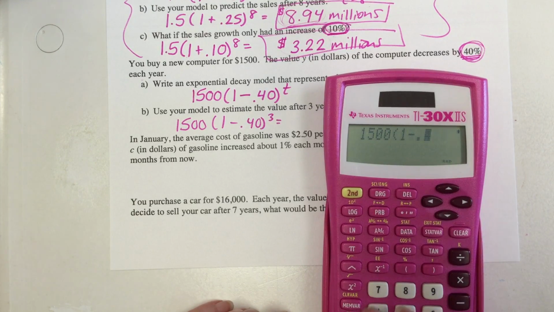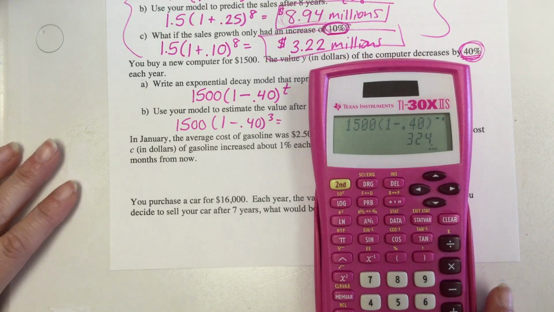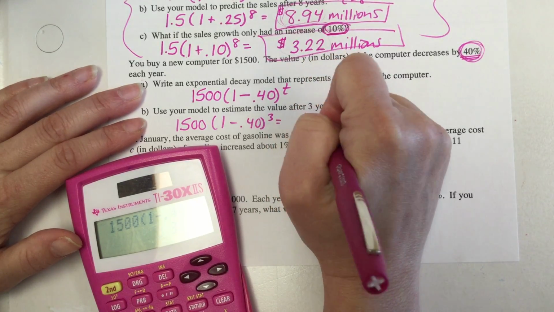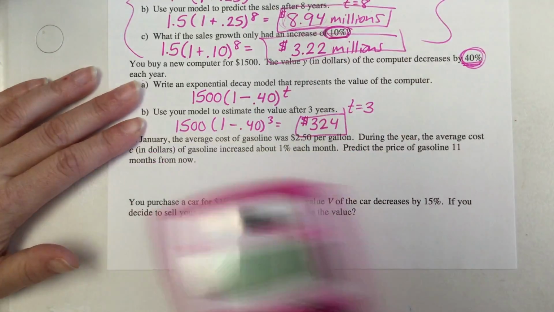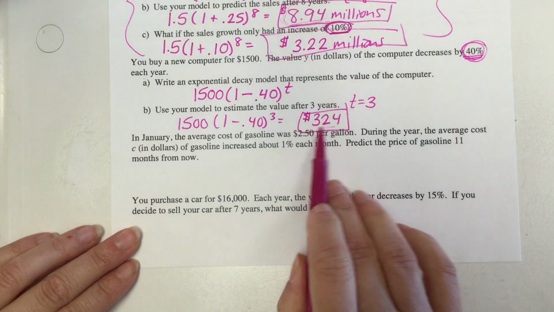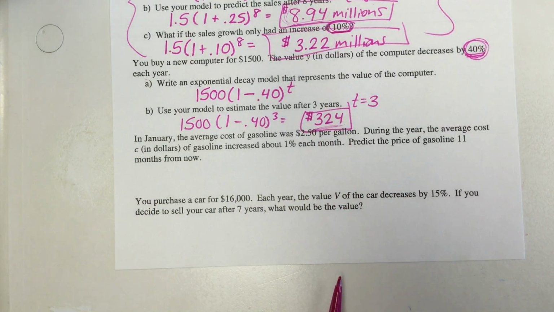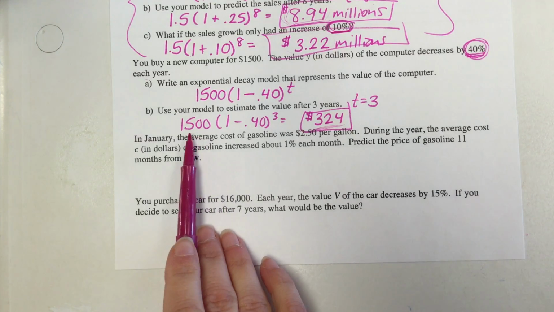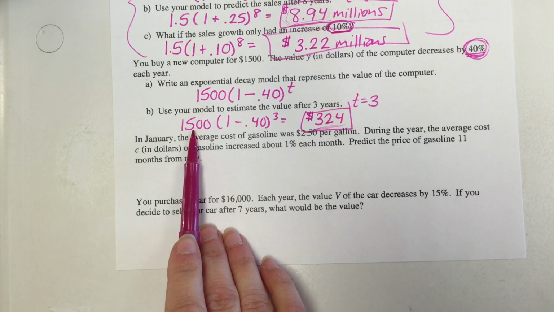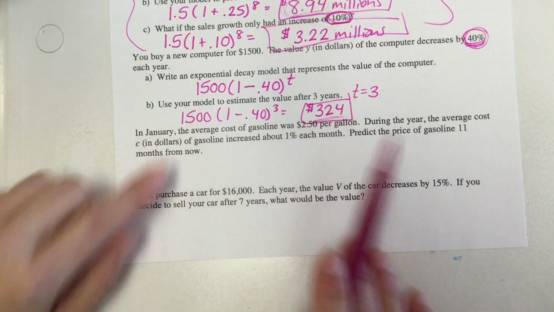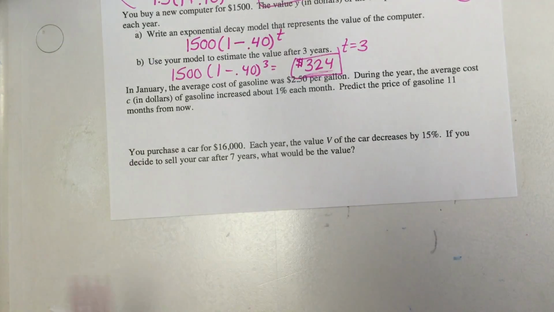1,500, 1 minus 0.40. Jeffrey kept it for 3 years, so that's our exponent. Oh, I'm sorry, Jeffrey. When you go on to Swap and Shop to sell that computer, the value of the computer is all the way down to $324. Granted, you're still getting some money, but it's kind of sad. You spend over $1,000. You guys like $1,500. 3 years later, that's all that it's worth. Kind of crazy. 2 more examples.